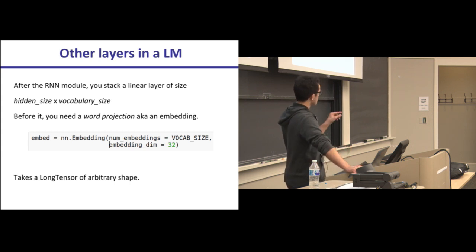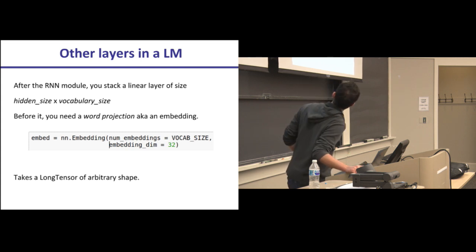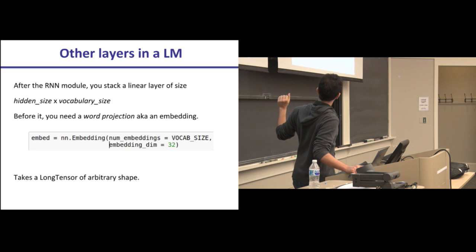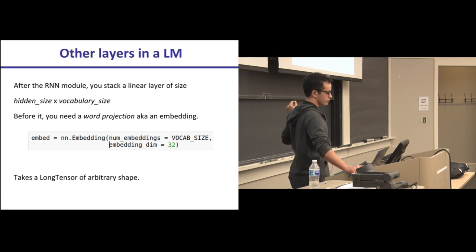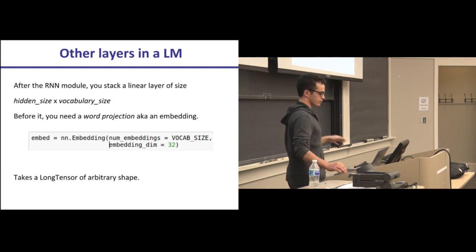So after the RNN module, you'd stack a layer that takes the hidden size and predicts your vocabulary words. So you'd have linear layers, with hidden size as the input and vocabulary size as the output. And on that, you can do cross entropy like you usually do.